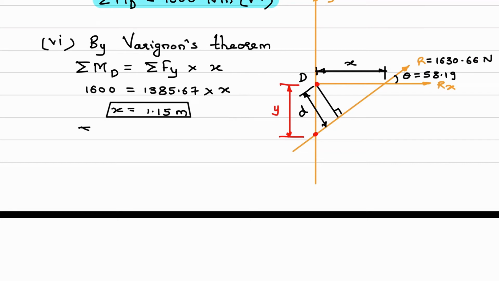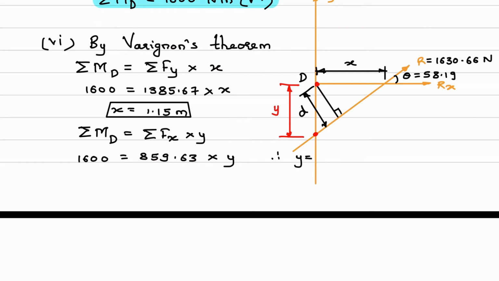Next, we will use summation of moment about point D is equal to summation Fx into y. Moment about point D is 1600. Summation of Fx is 859.63 into y. From here we will get y is equal to 1.86 meter.